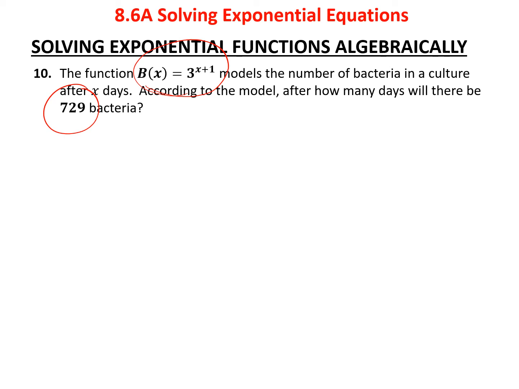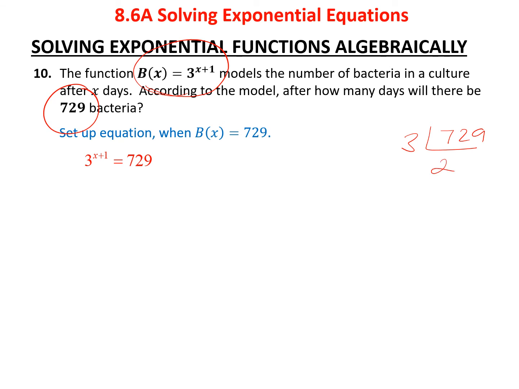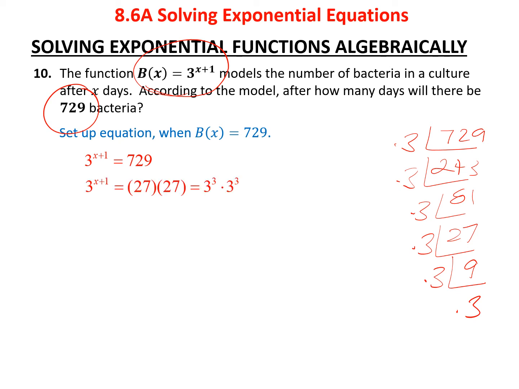So what we're simply going to do here is set them equal to each other. So I have, when does 3 to the x plus 1 equal 729? Now at this point, I'm going to have to start figuring out how many 3's go in here. So 3 goes into that 243. 3 goes into that, 81. 3 goes into 81, 27. 3 goes into 27, 9. 3 goes into 9, 3. 1, 2, 3, 4, 5, 6. So there's going to be 3 times 3 times 3, 6 times will give me 729.